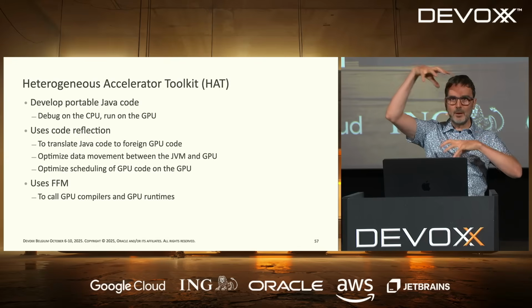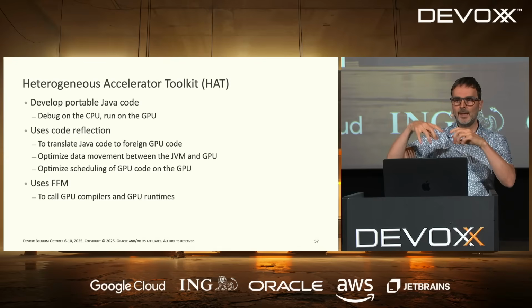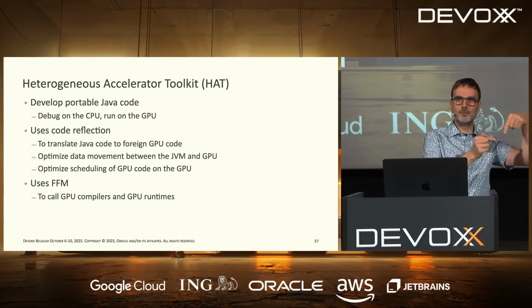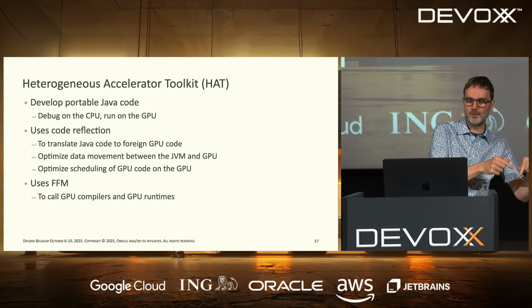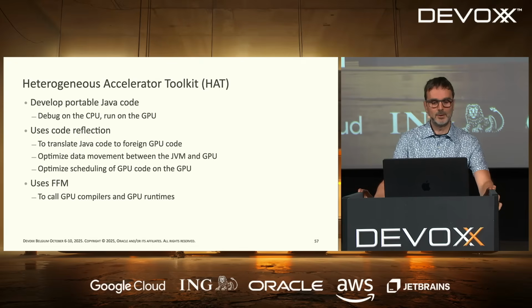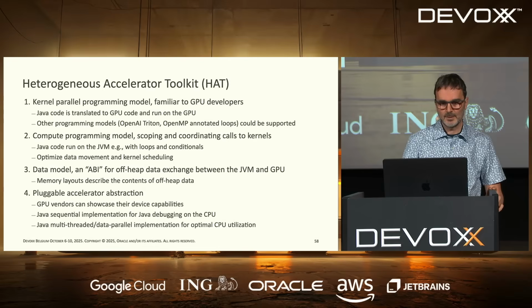So if we can look at the whole call graph, we can say, hey, we can call these things asynchronously and wait at a certain point until we get the result back, but we need to operate on the CPU and then get back again. And crucially as well, it uses FFM to call the GPU compilers and GPU runtimes.